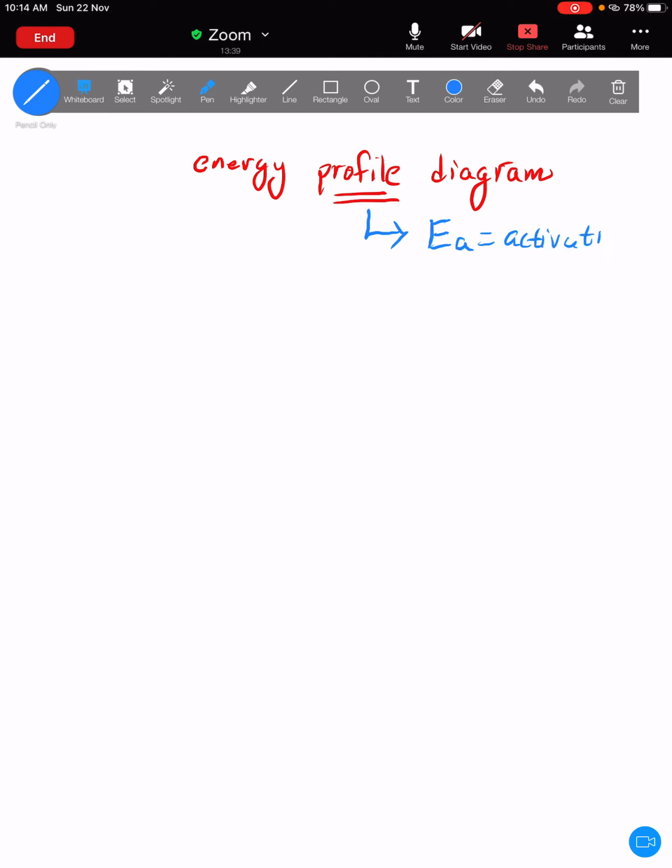Let's have a look at the thermochemistry equation, the diagram. I'm going to teach you how to draw the energy profile diagram. So remember, guys, the word is profile diagram. Always keep in mind, if I'm asking about a profile diagram, you need to put the EA. EA stands for activation energy.